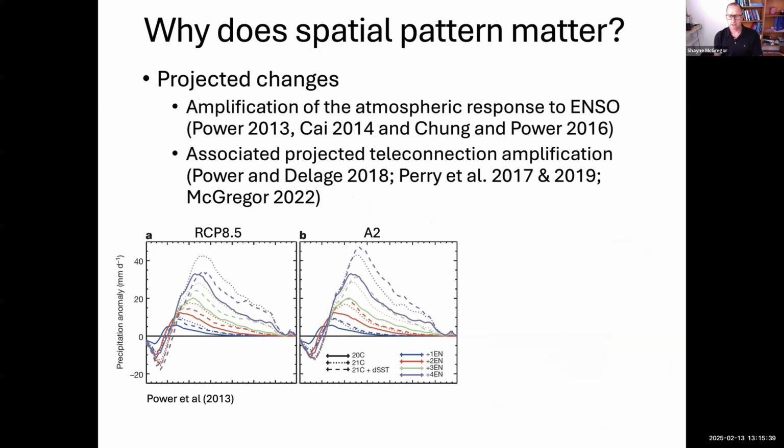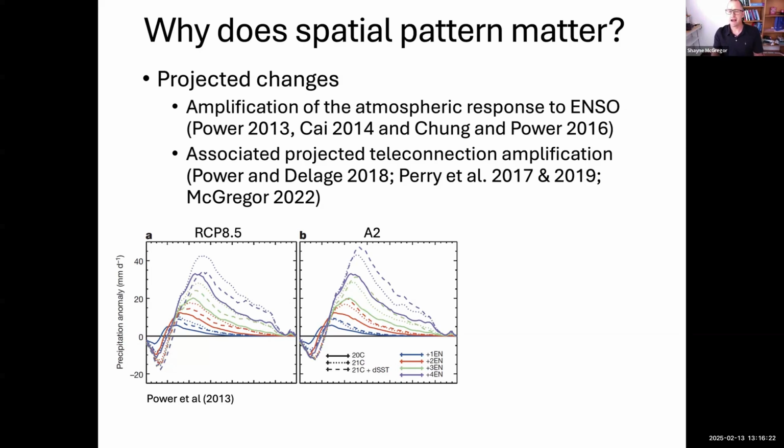There's some earlier work by Scott Power, Christine Chung, and Wenju Cai that shows how ENSO teleconnections change in the future largely depends on this background state warming. This is a plot showing simulations of rainfall along the equator. I don't have the x-axis here, but the x-axis is longitude. A given El Nino anomaly is added to these simulations, and the difference between the dashed and the solid lines is that one has the background state warming added and the other doesn't.